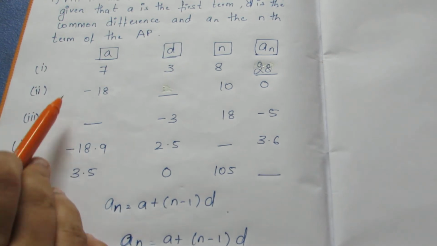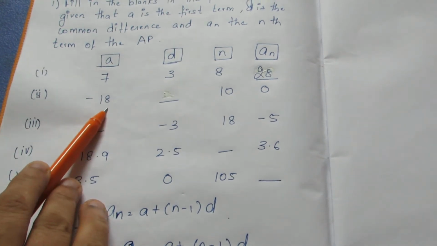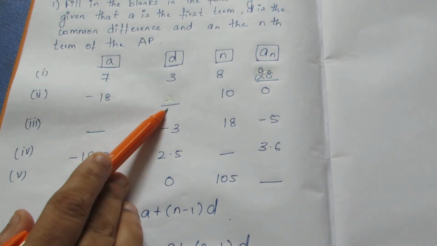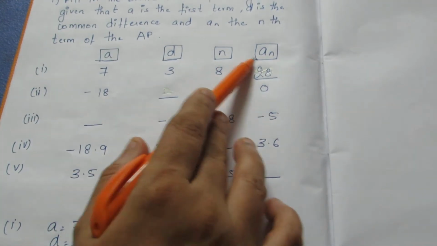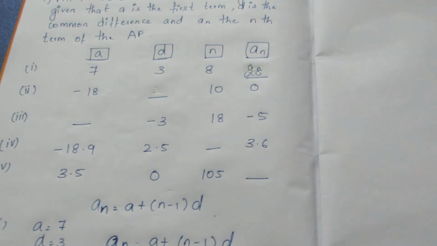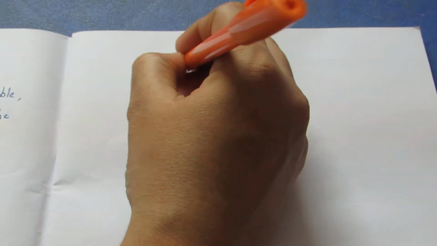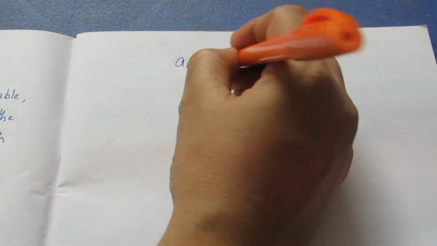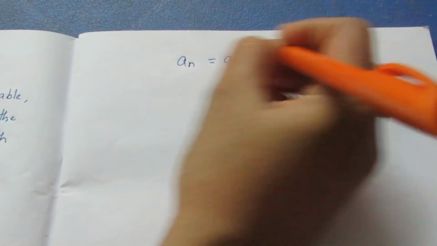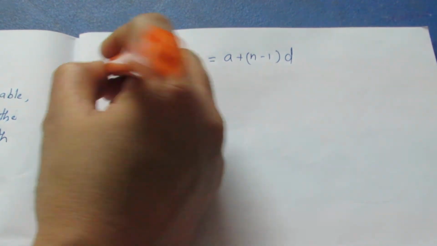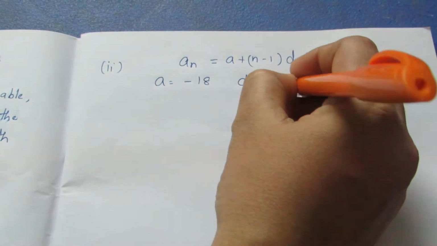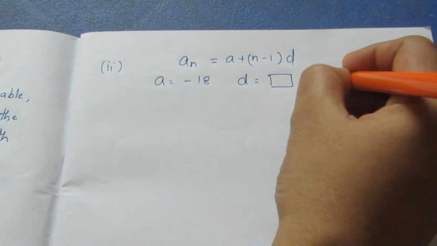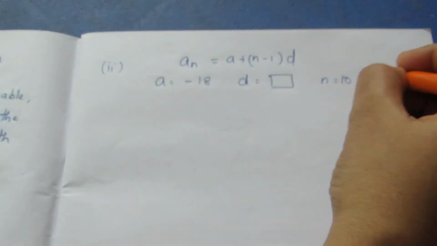Now we'll move on to the next one. In the next one it is given as A is equal to minus 18, D we don't know, N is 10 and AN equal to 0. Again I am going to write the formula of AN and substitute the values and find the remaining one. AN equal to A plus N minus 1 into D. For the second sum they have given A equal to minus 18, D we don't know, N equal to 10 and AN equal to 0.